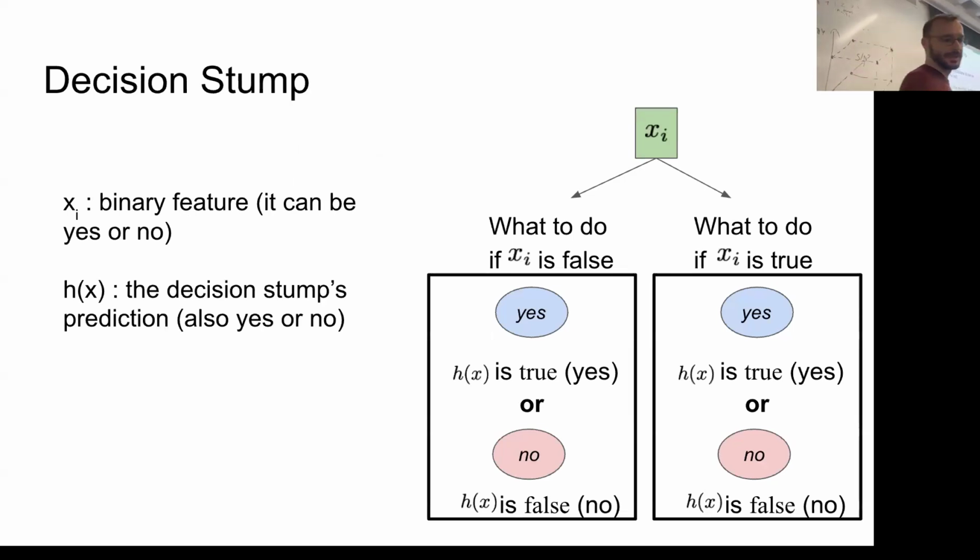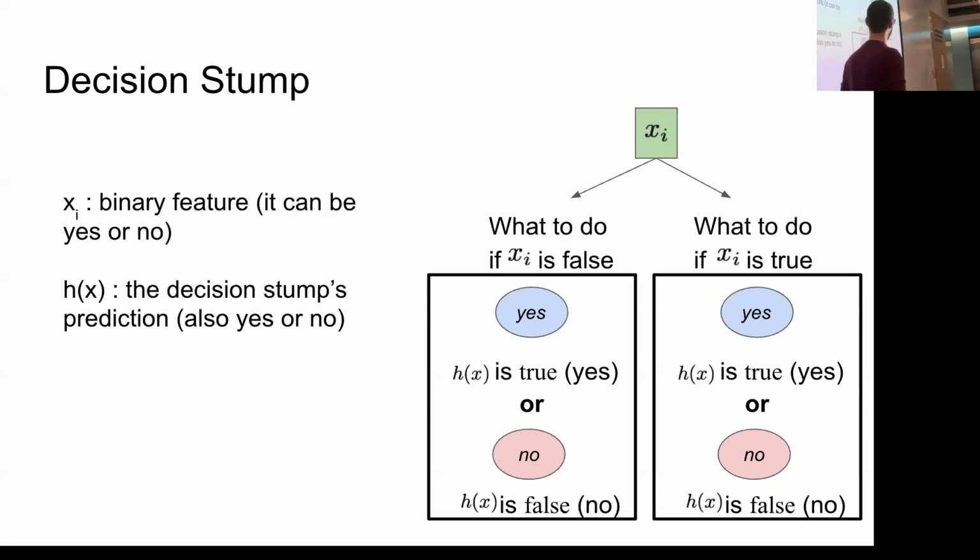Okay. So the simplest tree you can create is called a decision stump. We do one split only. We select one of the features, xi, and it's a binary feature, yes and no, right? And we just split based on this one feature. This is called a decision stump. This is the simplest tree that you can come up with.